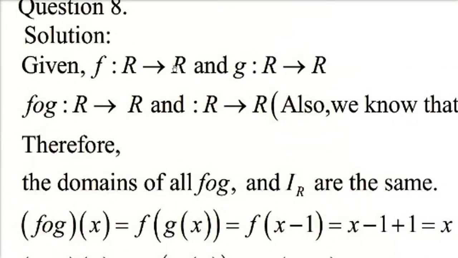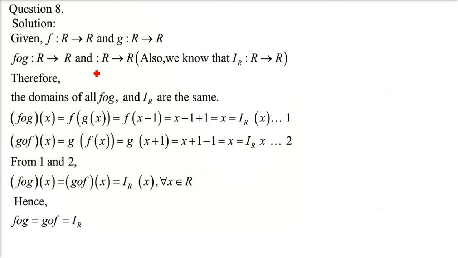The f function and g function both are from R to R, that is, real number to real number. So fog and gof we have to compute, and then we have to prove that it is I subscript R. This is identity, meaning whatever you put in, the same thing should come out. So let me tell you about the functions which are given. f(x) equals x plus 1 and g(x) equals x minus 1.